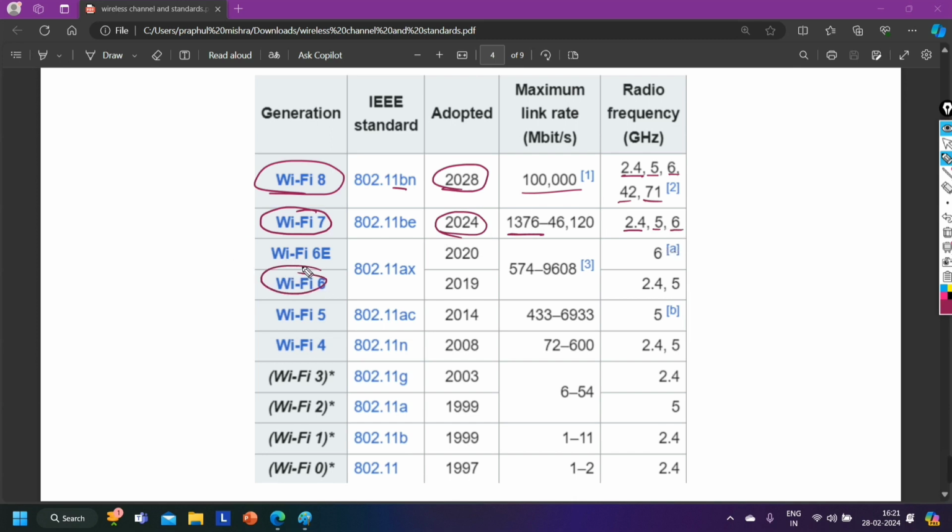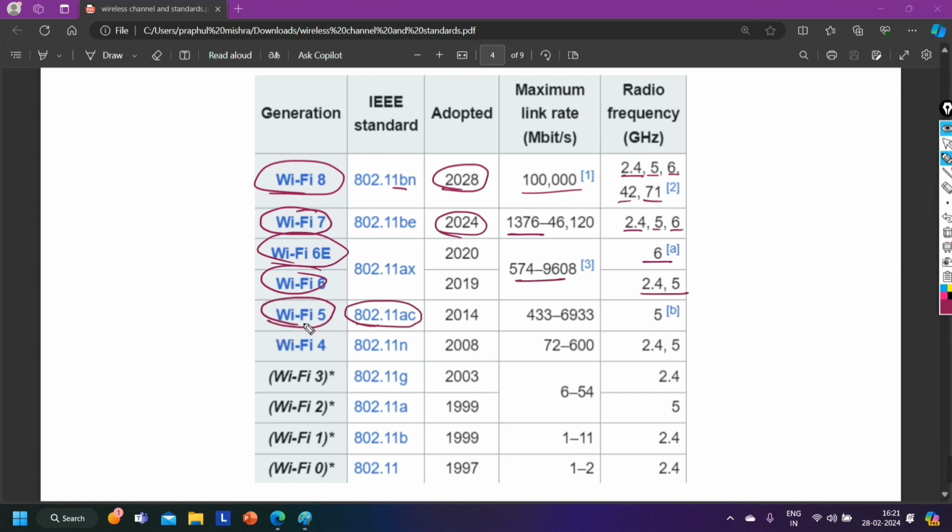Then you have Wi-Fi 6 as well as Wi-Fi 6E, right? And the IEEE standard for Wi-Fi 6 and 6E is 802.11ax. Launch date is 2020 and 2019. Here is the rate, and it is going to operate, right? Wi-Fi 6 is going to operate on 2.4 and 5 gigahertz, and Wi-Fi 6E is going to operate on 6 gigahertz. Then 802.11ac, generally known as Wi-Fi 5 also.